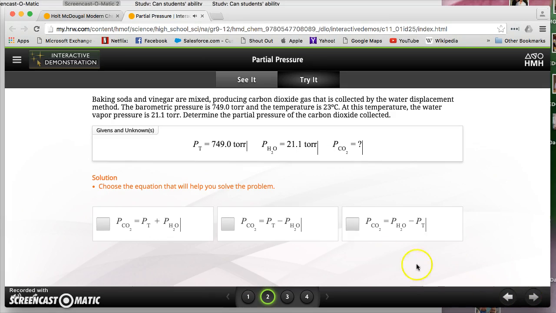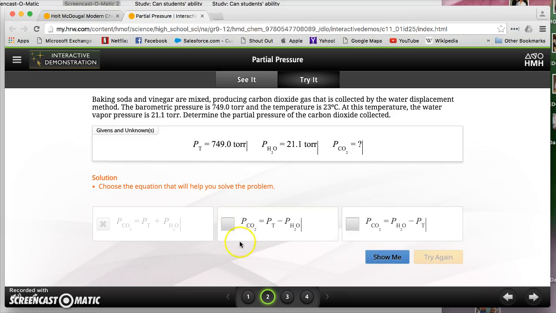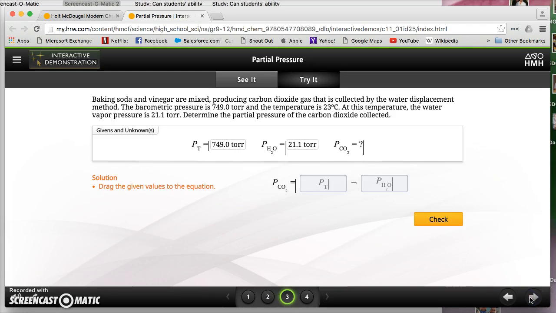Choose the equation that will help you solve the problem. Then students will choose one of these equations. I taught English. So what's nice is this is going to be low stakes practice. So if they're wrong, they'll be told right away, because we don't really want them to get frustrated. We want them to learn how to do it. So we'll try the next one. Got that right. Drag the given values to the equation.